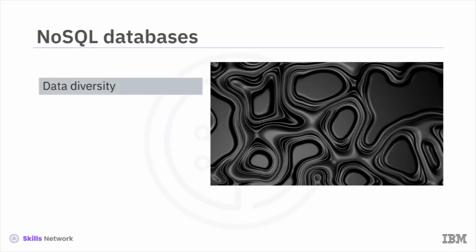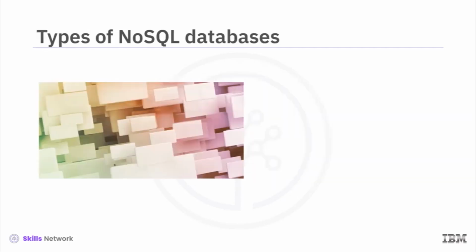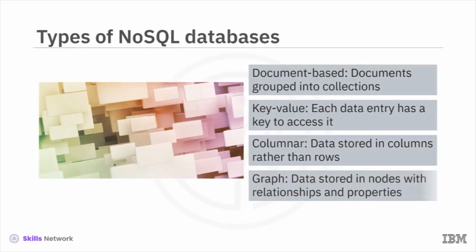Built for speed, flexibility, and scale, non-relational databases allow storing data without stringent schemas. They can house semi-structured and unstructured data. NoSQL databases include document-based, key-value, columnar, and graph.